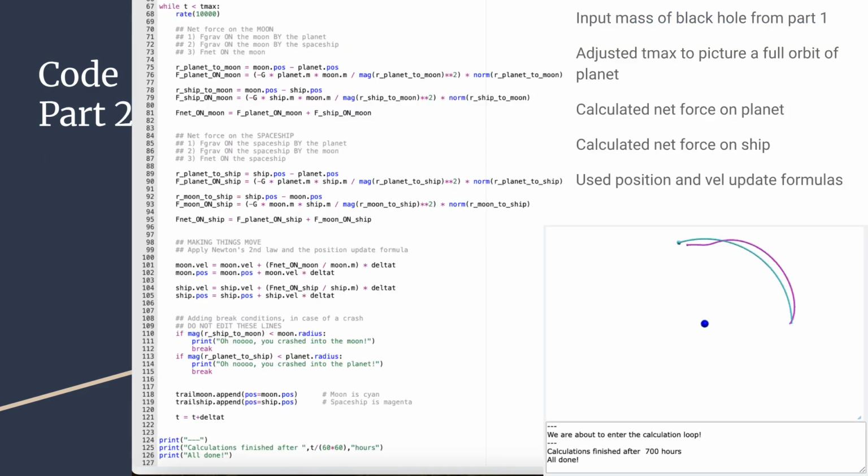So now on to the code for part 2. We first put the mass of the black hole from part 1, as you can see on the bottom. And then I also adjusted Tmax to be a little higher so we can get the planet around the black hole. And then we used the F net of the planet, so the regular G m1 m2 over r squared times the vector. And then finally, we used the velocity and position update formulas.